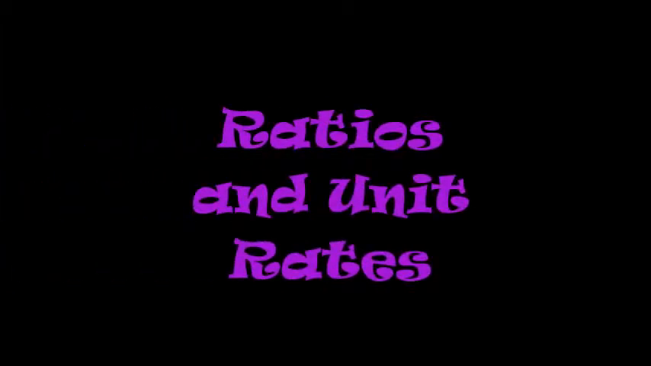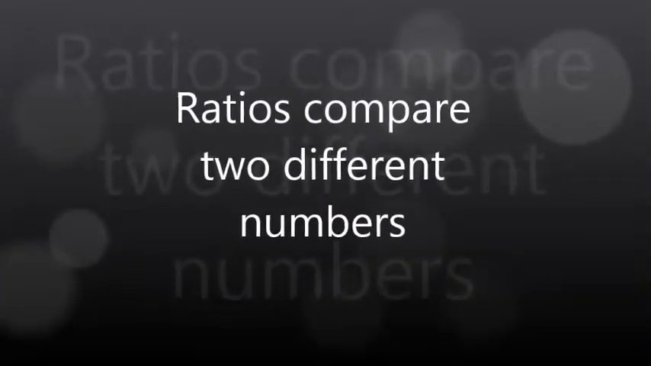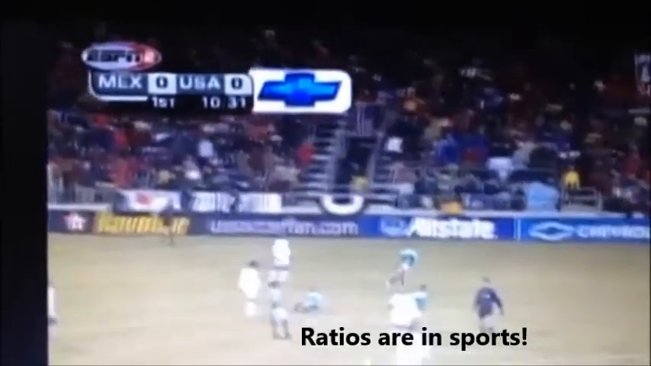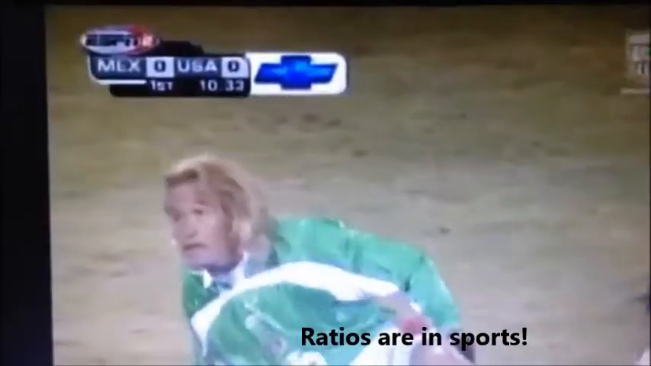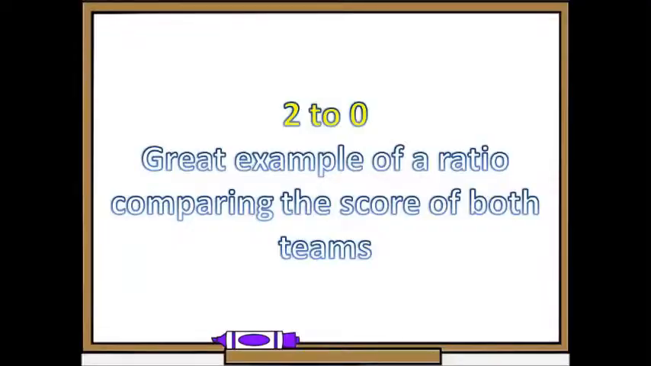Ratios and unit rates. Well, what are ratios? Ratios compare two different numbers. You see ratios all of the time. For instance, you see ratios in sports. When you give someone your record of wins to losses, this is a great example of a ratio. 3 to 1 would be your wins compared to your losses.